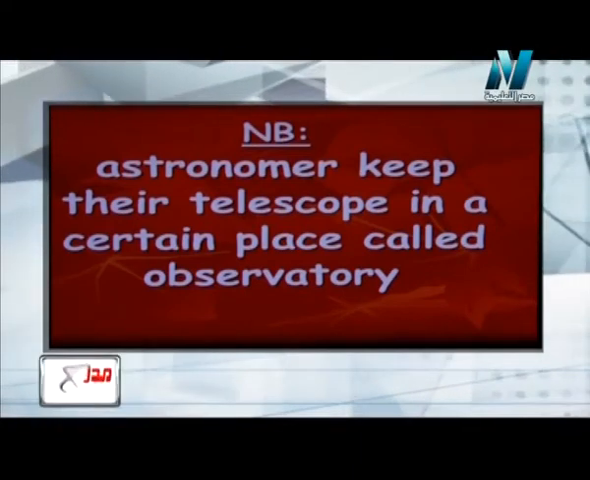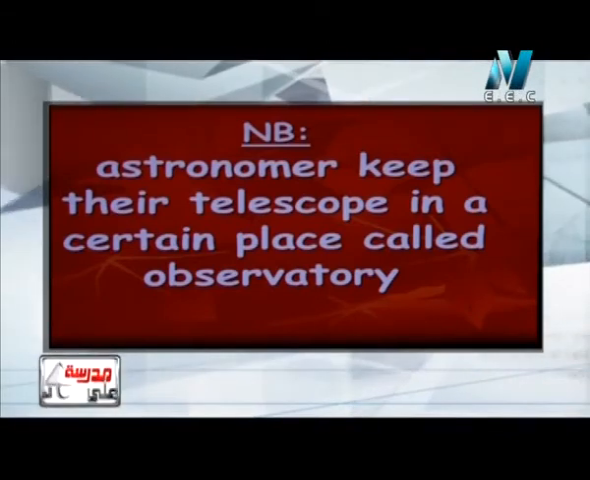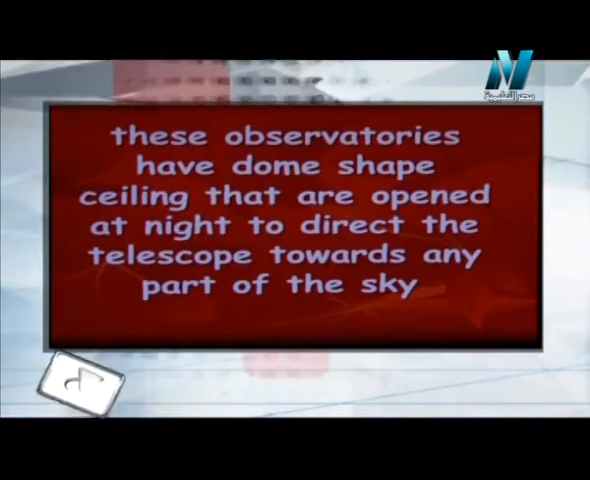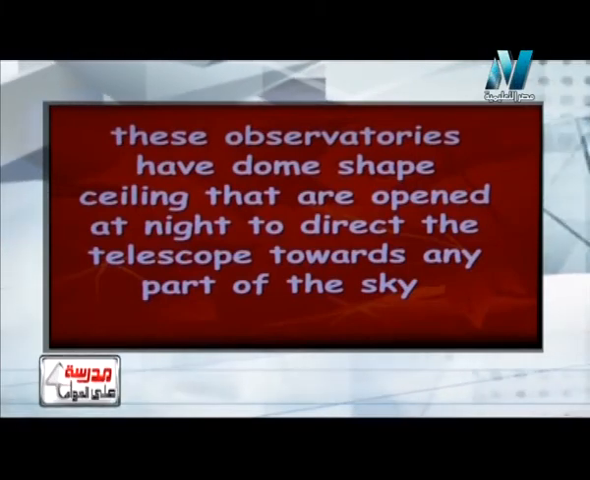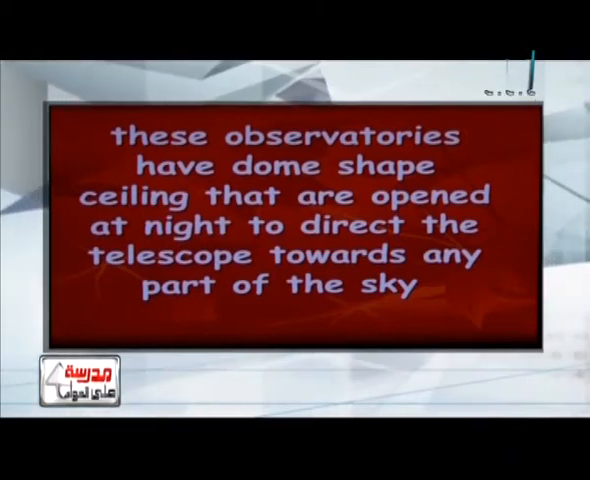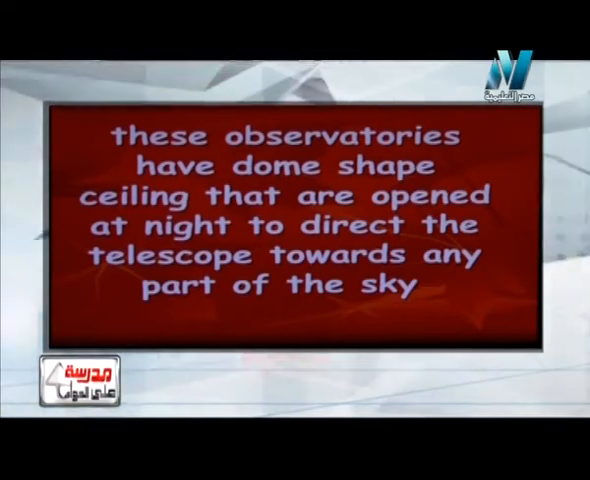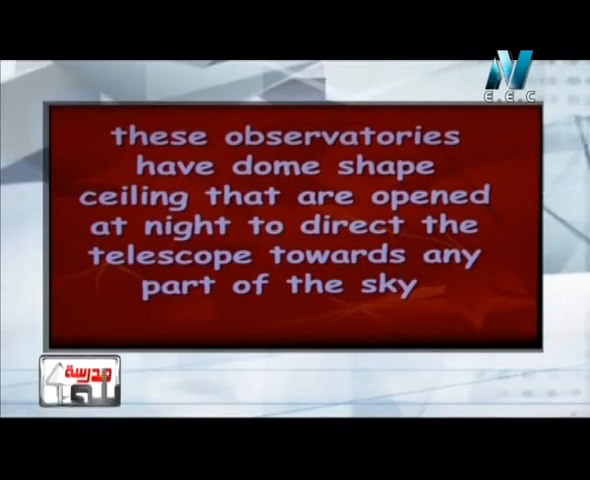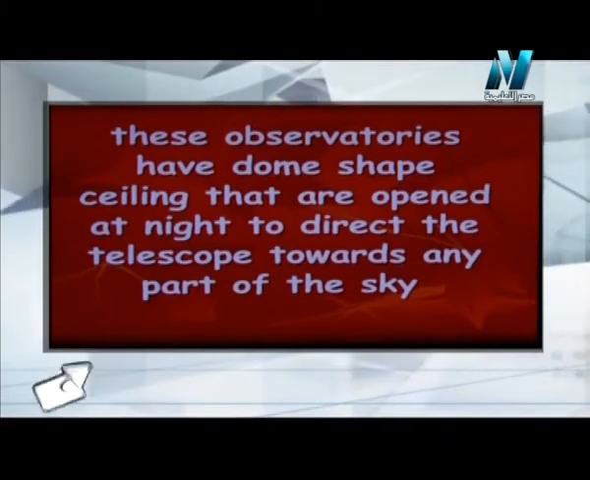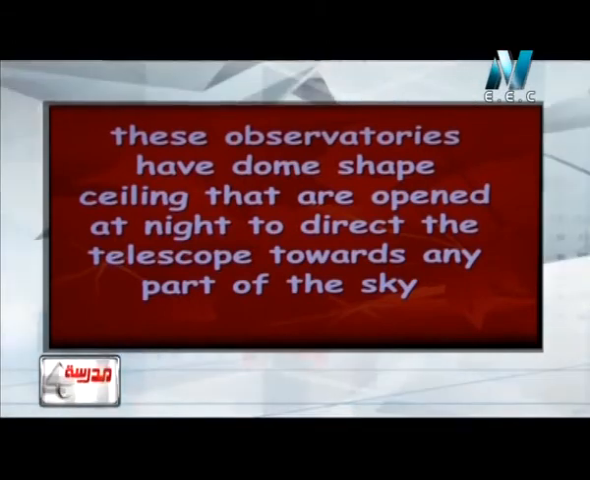So again, observatory مرصد الفضاء is a place where telescopes and devices used in observing the space are kept. So these observatories have dome shape. الobservatory دي بيكون ليها شكل قبة, the ceiling سقفها شكل قبة, that are opened at night to direct the telescope towards any part of the sky. عشان يفتحها أثناء الليل ممكن تفتح عشان يوجه التلسكوبات أو devices to any place at the sky to observe what happened in the sky, to observe phenomena in the sky, to observe any celestial body in the sky.